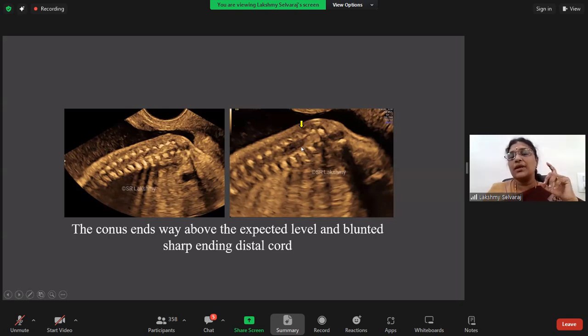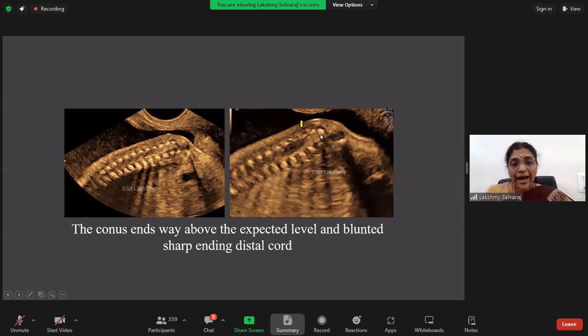Now you must remember what embryology says when we were speaking about secondary neurulation. There are two types in caudal regression. When the tail bud is not there at all, only the primary neurulation is there. What will happen? The conus ends at the level where the primary neurulation ends. So the conus will be very high up, and you see the blunt-ending spine here.